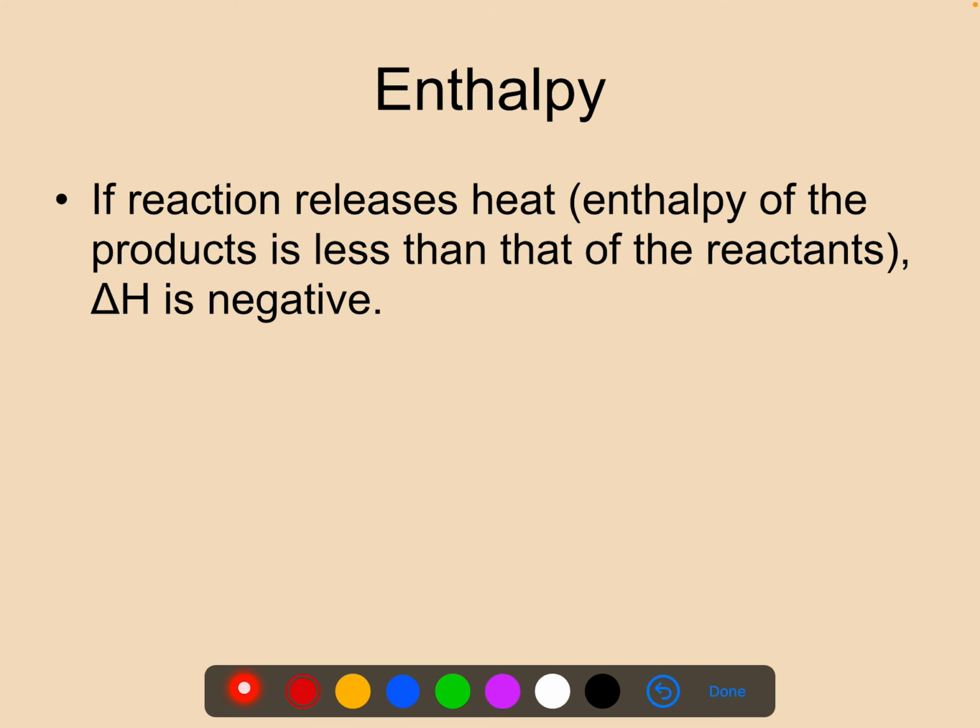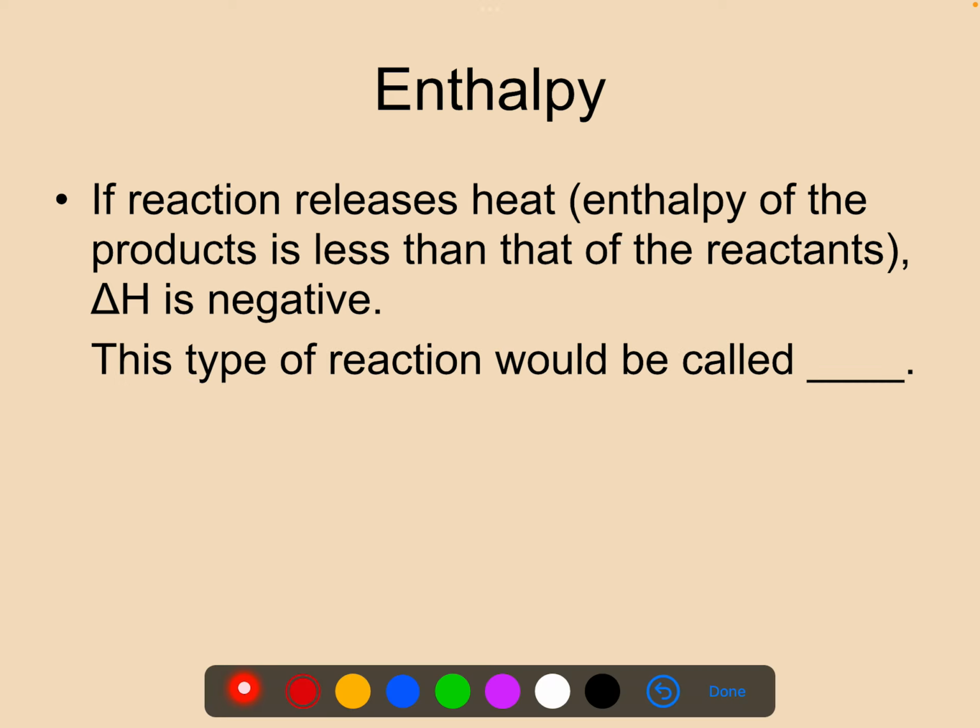In terms of enthalpy, and this should be a slight review from Chem 1, if reactions release heat, so the enthalpy of the products is less than that of the reactants, so it released energy and has less energy overall, that delta H value is negative. Q will also end up being negative in this case. And the type of reaction, if it is releasing heat, is exothermic. So remember, exo means out of, so heat is moving out of the system.